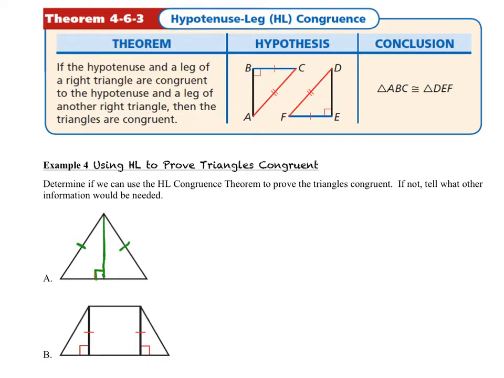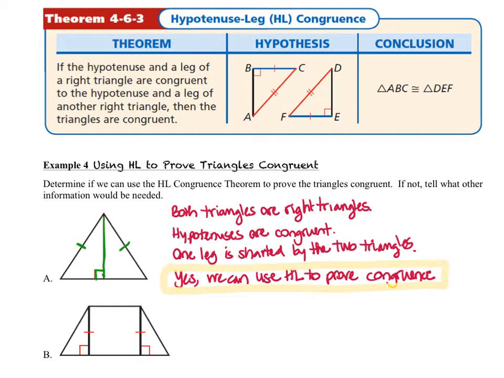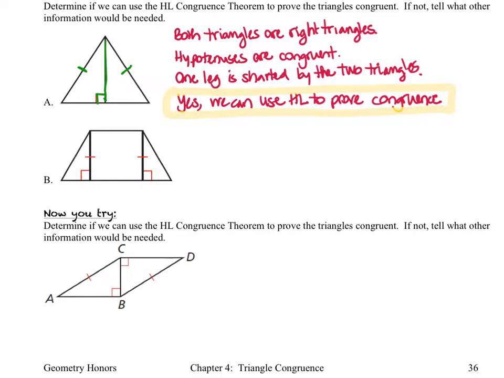To begin with, both triangles are right triangles. Because of the tick marks that were given to us, we know that the two hypotenuses are congruent. And because we have that shared side, we know that one leg is shared by the two triangles. So big picture overall, yes, we can use the HL theorem to prove congruence of these two triangles.